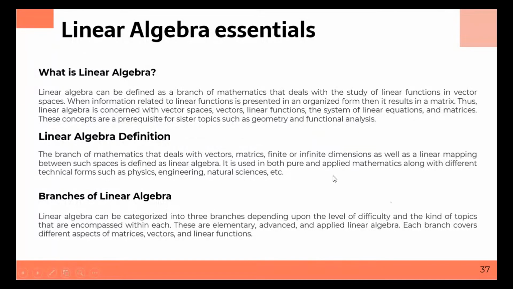Okay. So what it says, it is used in both pure and applied mathematics. Both pure mathematics, that is core mathematics, and application of mathematics, along with the different technical forms such as physics. You have engineering, you have natural sciences. We understand physics, then engineering, then natural sciences. These are the applied branches of mathematics. You understand that?